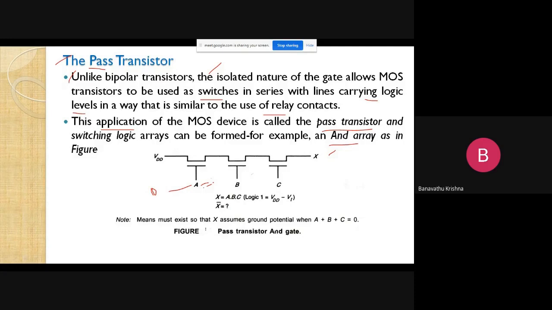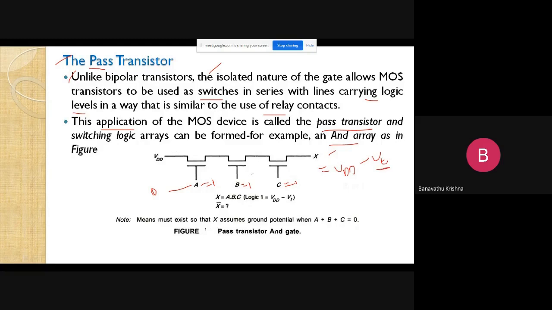So here x equal to a dot b dot c, and logic 1 is equal to VDD minus VT. Suppose a equal to 1, b equal to 1 and c equal to 1. Then x is equal to VDD minus VT, right? So this is the response here. If a equal to 1, b equal to 1, c equal to 1, then this logic high response will be carried at x equal to VDD minus VT.